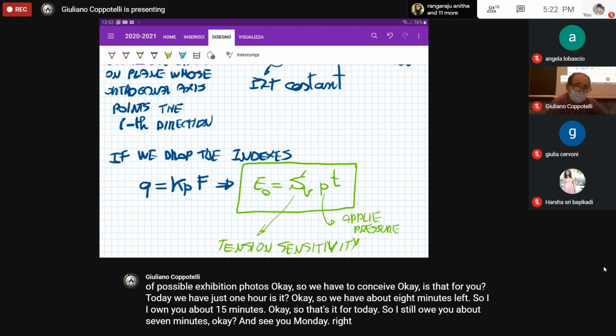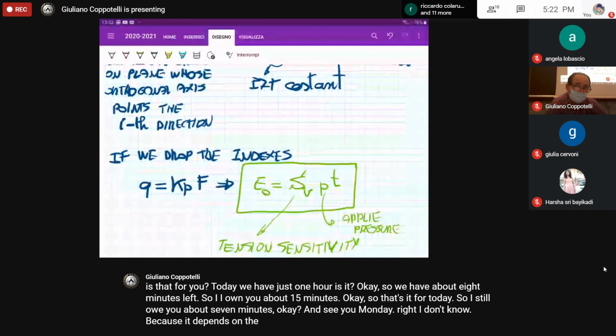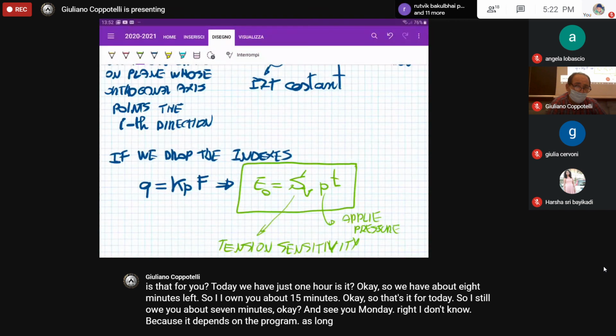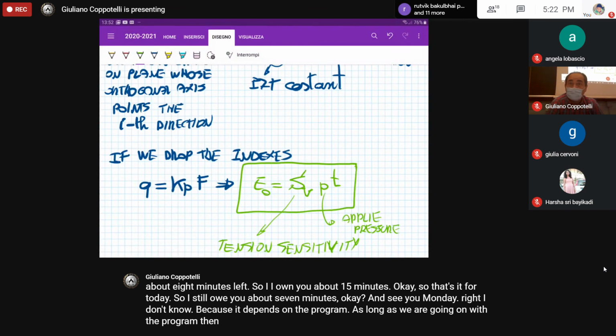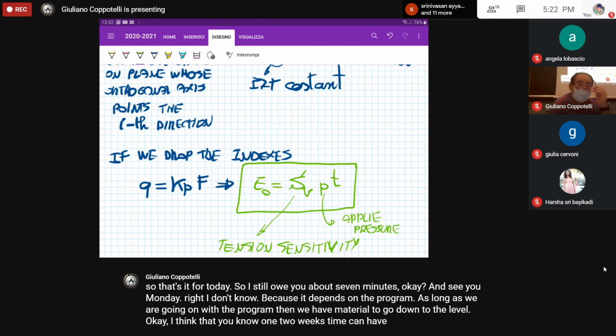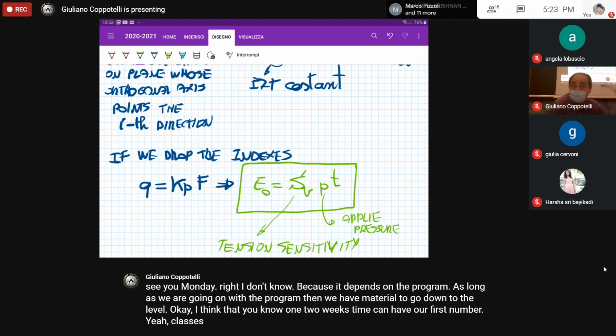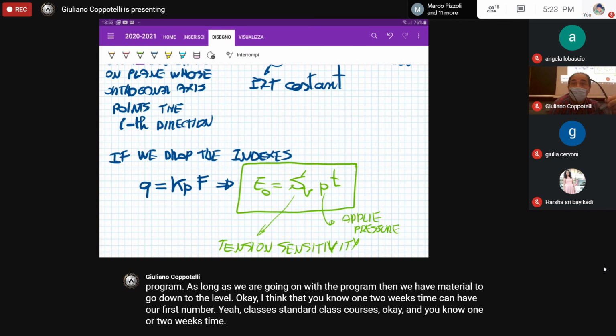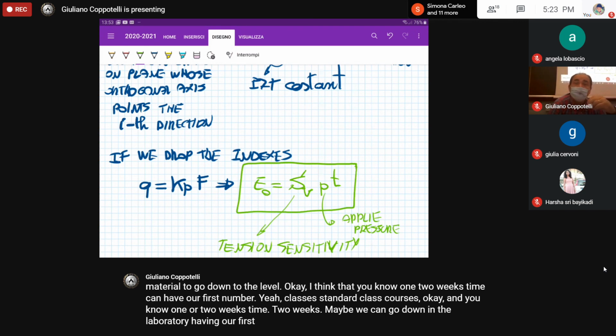I don't know, because it depends on the program. As long as we are going on with the program, then we have material to go down to the laboratory. I think that in a 1-2 weeks time, we can have our first laboratory. Standard class courses, and in 1 or 2 weeks time, 2 weeks maybe, we can go down in the laboratory, having our first laboratory experience.